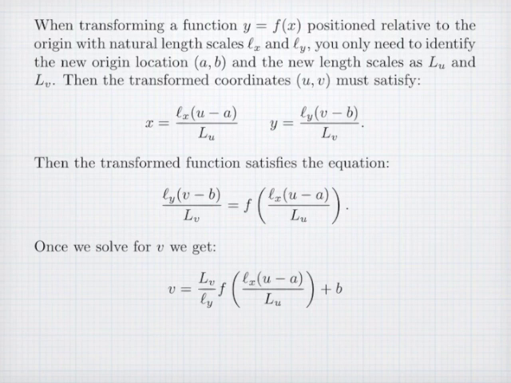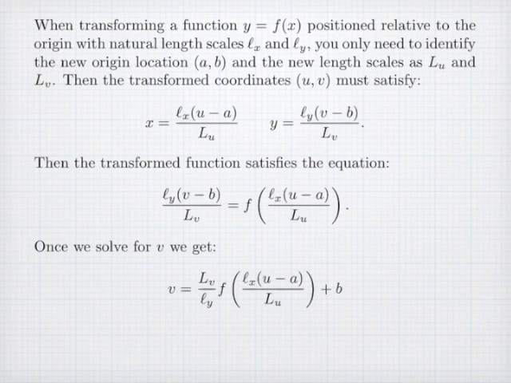Now I include this slide in my video to summarize what I'm about to do. I'm not really going to spend a lot of time on this. You can pause it and read it. But the basic idea is I have a function y equals f of x, and that original function has natural length scales that I'm going to call little l x and little l y. It goes through the origin, and in each problem we're going to see where the center point goes, and in this I'm calling it generically (a, b).